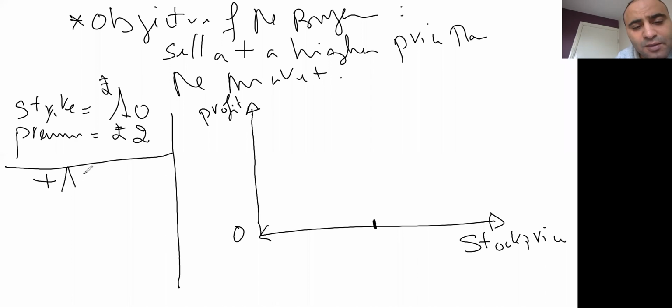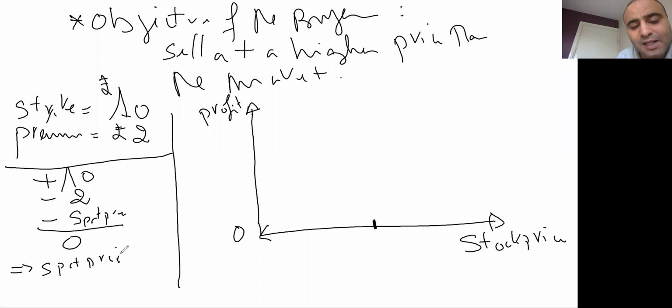He will get 10. He already paid the person 2. But obviously, in order to sell to that person that stock, he must buy it from the market. So he must buy it at a certain price, S, or spot price, and that should give us a value of 0. A quick calculation will show that the spot price that gives the buyer exactly a value of 0 would be simply 8.